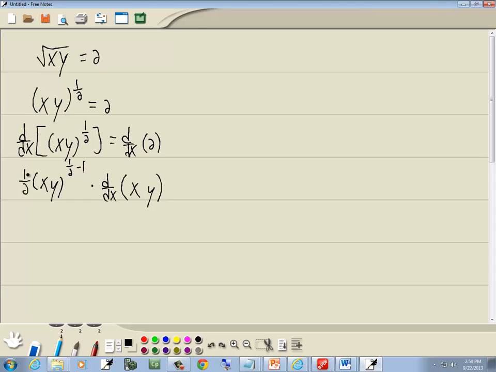So again, take your power, put it out in front. What's inside your parentheses remains as is. Lower your power by 1 times the derivative of what's inside the parentheses. Now the derivative of 2 is 0. So we get 1/2 xy. 1/2 minus 1 is negative 1/2.